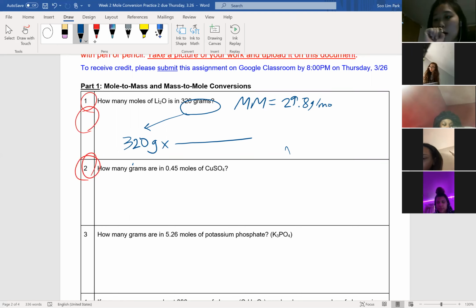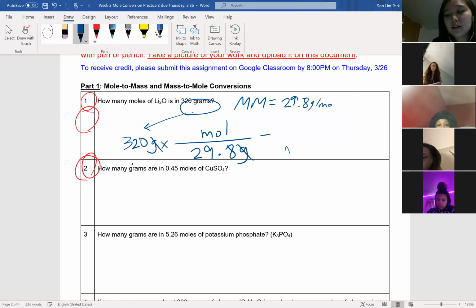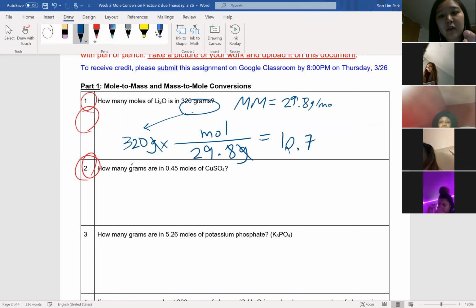All right, so when we're given grams and we need to solve for moles, we're going to divide. So I'm gonna put our molar mass on the bottom, and grams cancel out, and I'm gonna plug it into the calculator. 320 divided by 29.8, I get 10.74 moles. All right, so that's the first one.